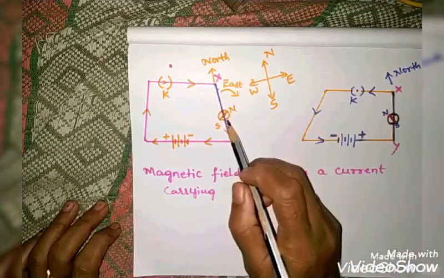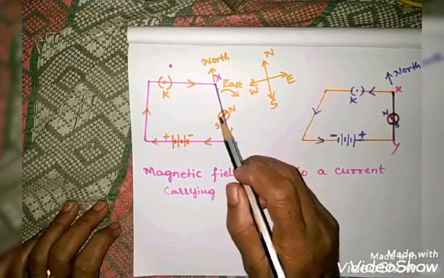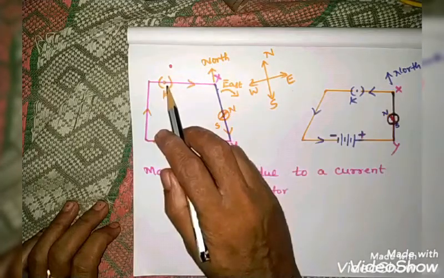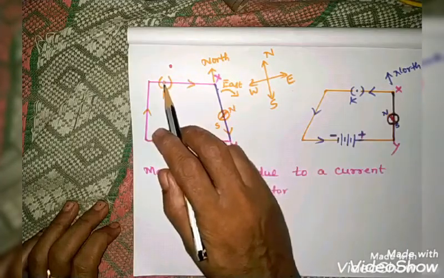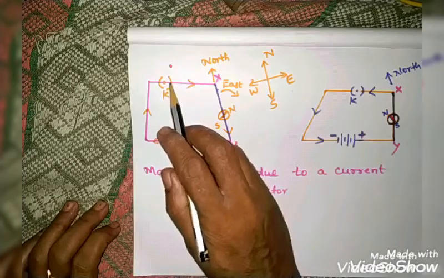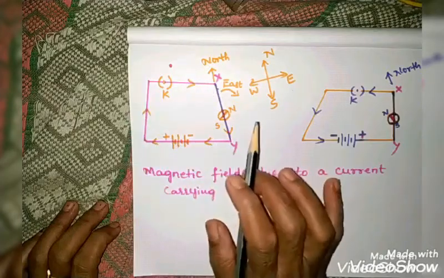Now, the magnetic compass is placed here. Magnetic compass, you can observe here. Magnetic compass is placed, and here the plug key. The key is plugged now. What is the meaning of that? When we plug the key, it is showing that the current has started flowing through this.